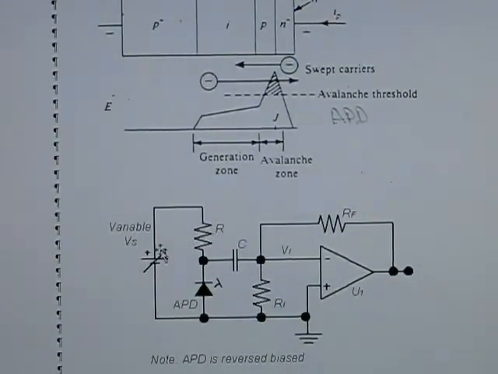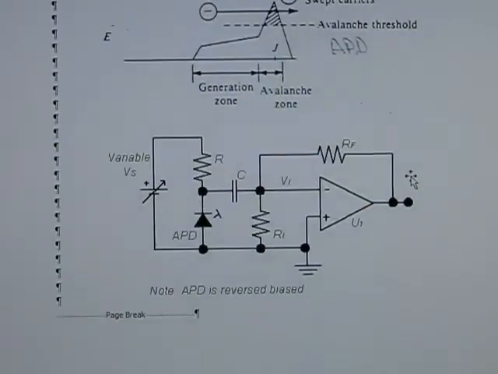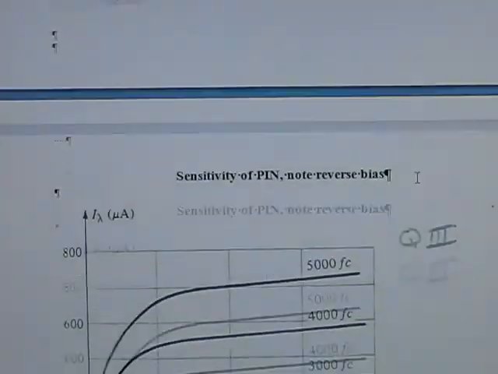Now this is a little bit more involved than a variable power supply and a resistor, as you can probably imagine, to make sure that this operates at the correct place. So that's called an APD, avalanche photodiode. Operates on the very edge of breakdown.